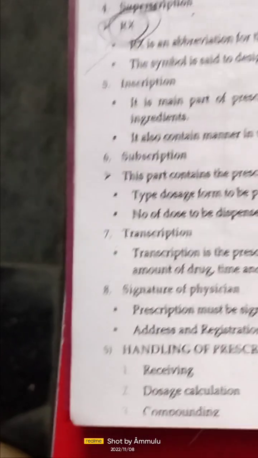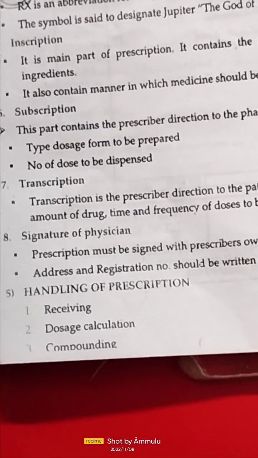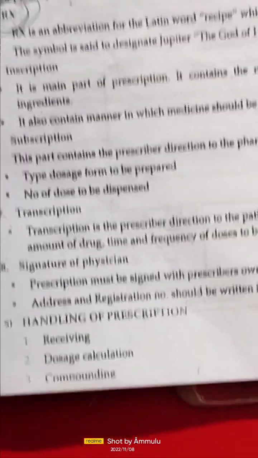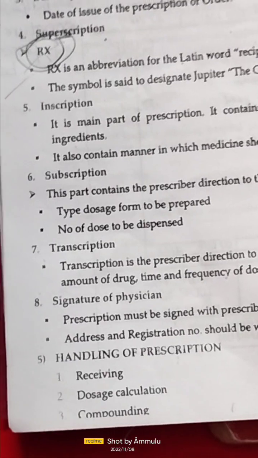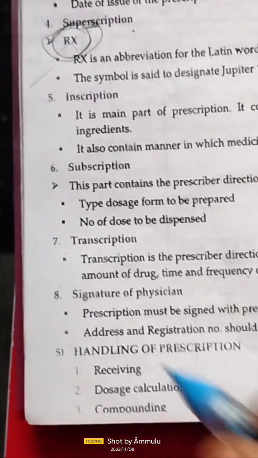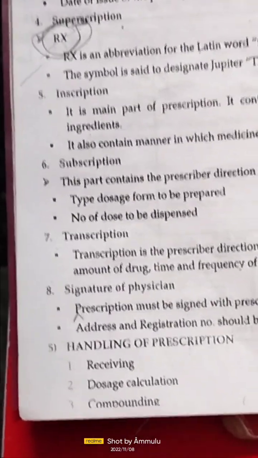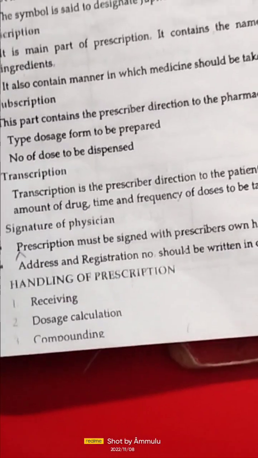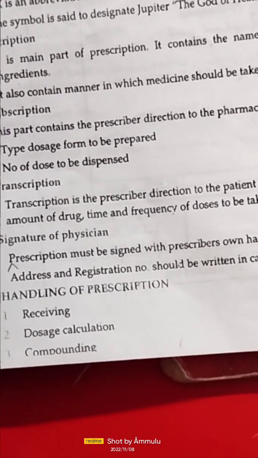And after that, transcription is the direction to the patient which contains instruction about the amount of drug and the time, duration, and frequency of the drug. And after that, signature of the physician. The physician's signature is a must. In this signature, address and registration number should be written.